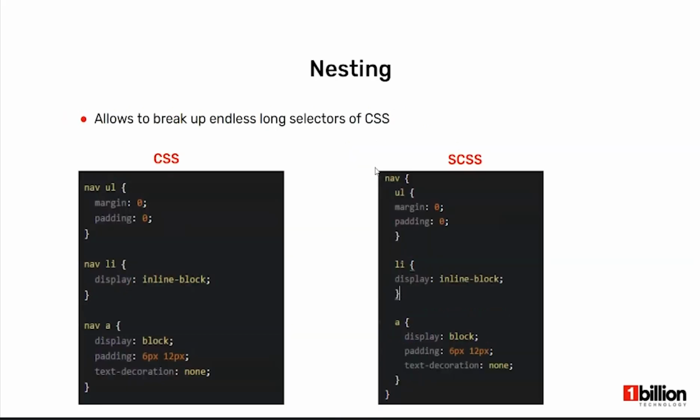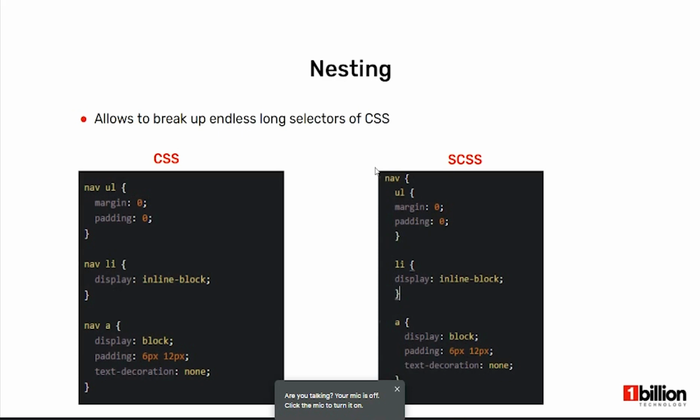Next one is nesting. Nesting allows CSS selectors to nest in the same way as HTML. In this example, UL, LI, and A selectors are nested inside the nav selector in the SASS code. But in conventional CSS, rules are defined one by one, repeating the nav selector in each CSS rule. And therefore, nesting provides a more natural syntax, which is easier and faster to read and understand.